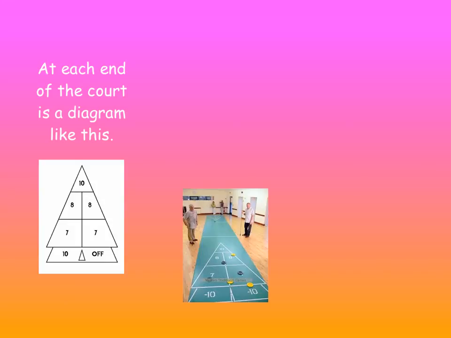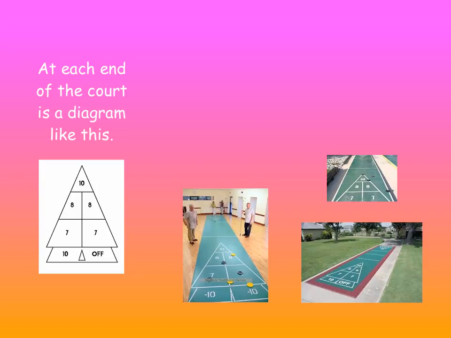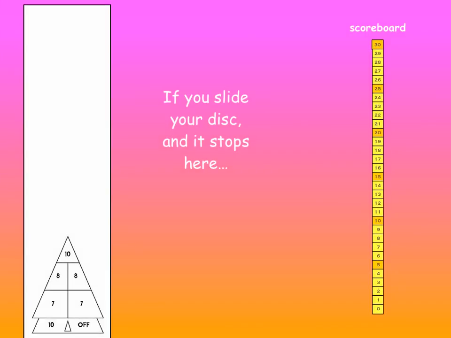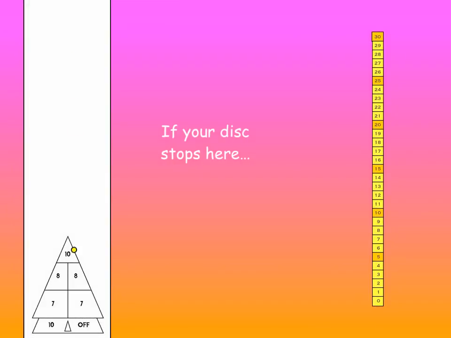At each end of the court is a diagram that looks like this. If you slide your disc and it stops here, you get 10 points. You can see on the scoreboard the arrow is pointing to a 10 for 10 points. If your disc stops here, look there at the scoring diagram, you get 8 points. And if your disc stops here, you get 7 points.